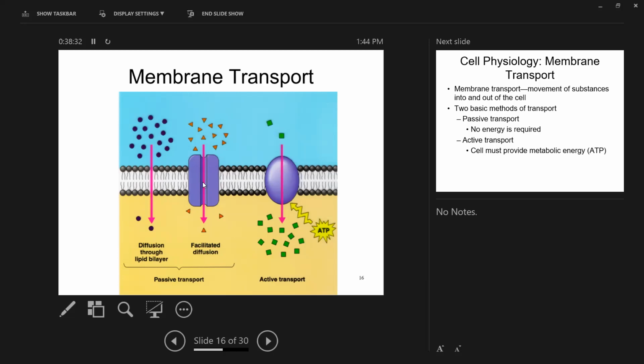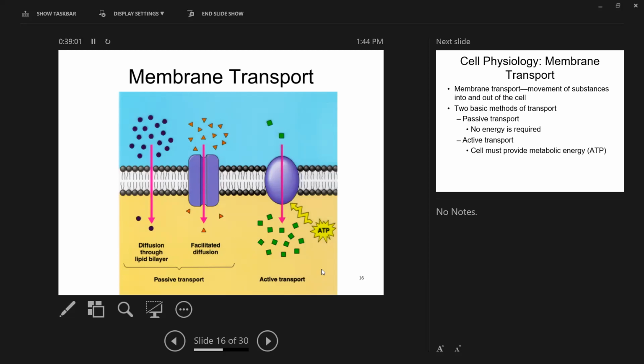Whenever we have some sort of assistance that we use to get a molecule across the membrane from one side to the other, it doesn't matter which way it's going. If it's going from its high concentration to its low concentration, it can be high on the inside and low on the outside, or high outside and low inside. If it still needs help to get across, that's simply facilitated diffusion. Still passive.